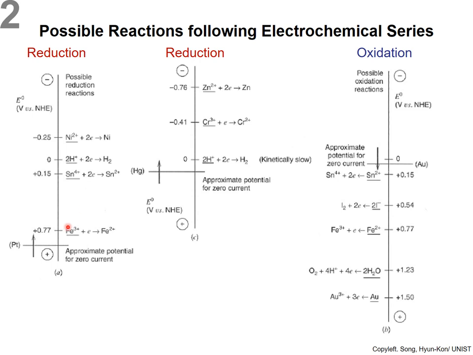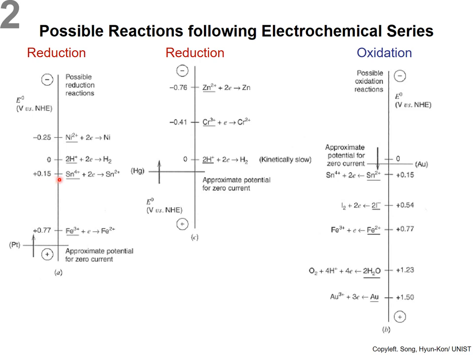The starting point is here, let me say, plus 0.85 volt. And right now I'm sweeping the potential from plus 0.85 to minus 0.4 volt. So let me start at this point. And when I pass the potential at 0.77 volt, Fe3+ is reduced into Fe2+. Then you could find some value of current.